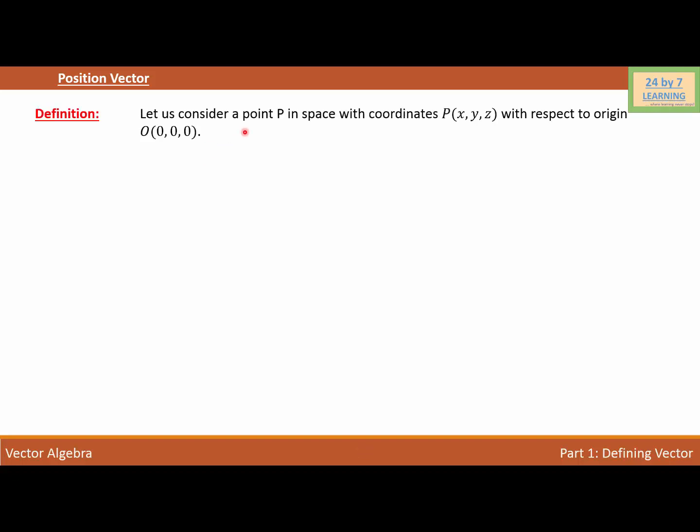Position vector. Let us consider point P in space with coordinates x, y, z with respect to origin 0, 0, 0. So technically what I'm going to do is consider a 3D plane. This is my three-dimensional plane where you can see this is my x-axis, this is my y-axis, and this is my z-axis. So basically this point O is the origin with coordinates 0, 0, 0.